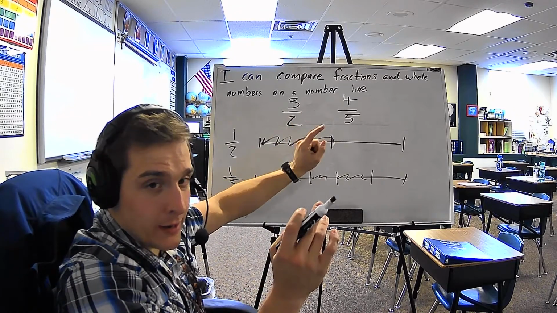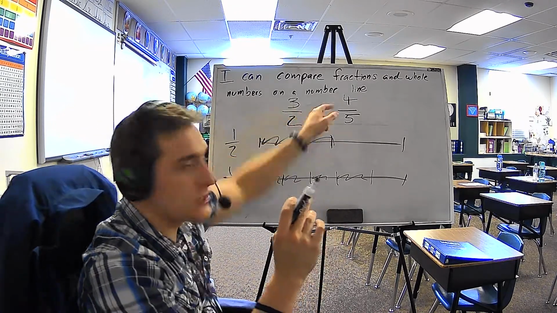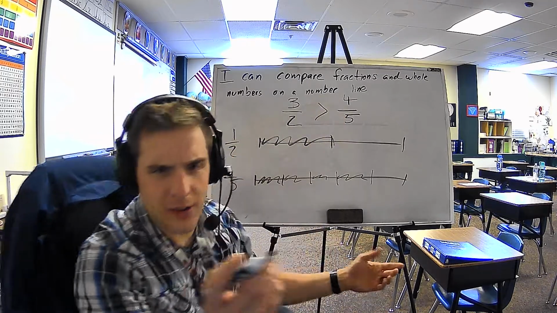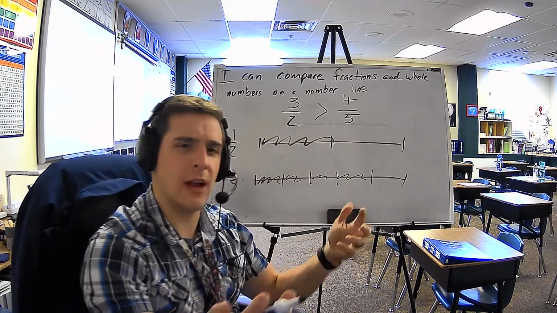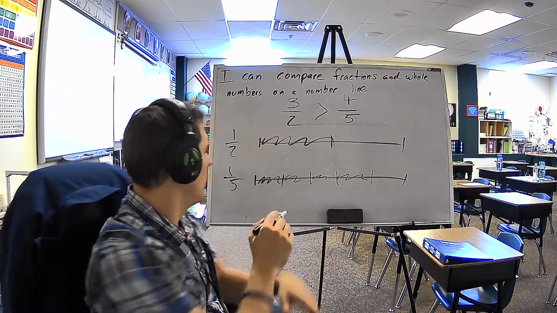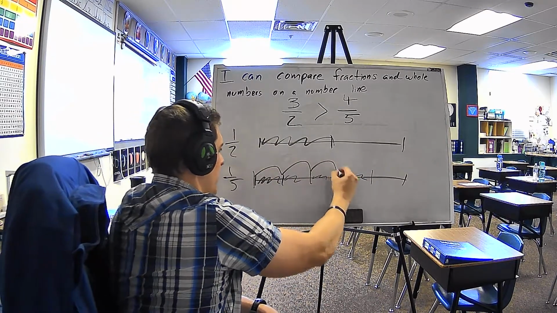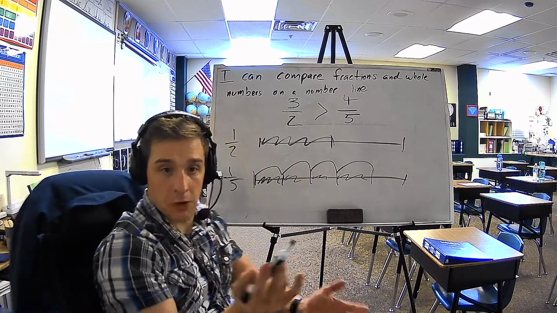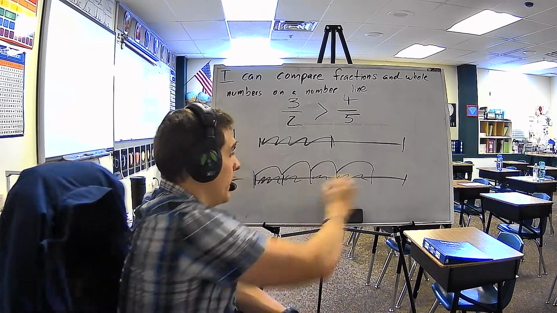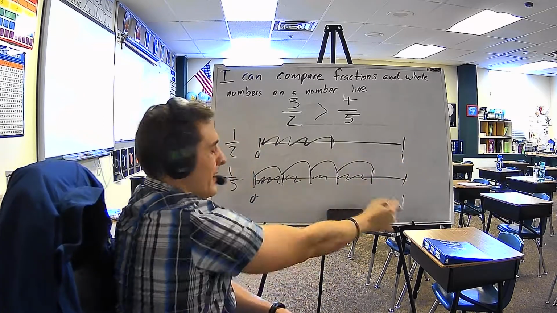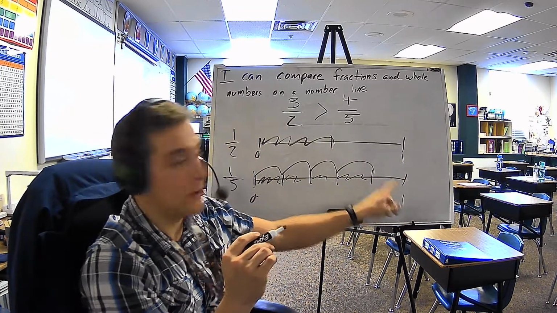Because I'm telling you right now, 3/2 is greater than 4/5. Well, Mr. Luthy, how do you know that? I'm confused. I don't understand what's going on here. Well, 4/5 is from here to here, right? 1/5, 2/5, 3/5, 4/5, right? Is it one whole? This is 0 to 1, 0 to 1. That's not one whole yet.